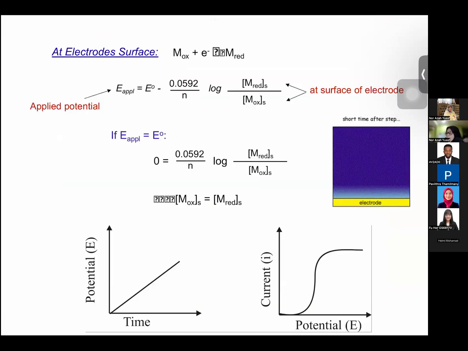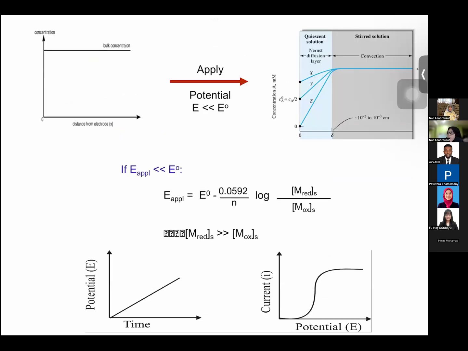So what happened at the electrode surface? We can do calculation by using the Nernst equation. Again, I'm not going to teach the details of electrochemistry, but it is for you to understand the basis of how the analyte can be detected and quantified using an electrochemical method. So this is the basis. Let's look at what happened.